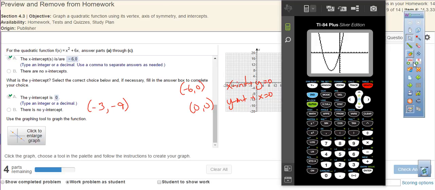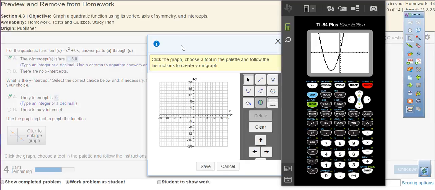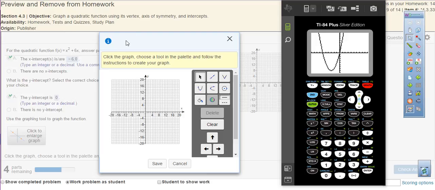And this is the part that I wanted to show you. So I click on this guy to enlarge it. Bring our tool over here. Okay, so we're doing a parabola, right? So we grab the parabola tool. It says right there, click the graph, choose a tool in the palette, and follow the instructions to create your graph. So we click on the tool. It says now click on the graph to plot the vertex. The key thing is you have to plot the vertex.